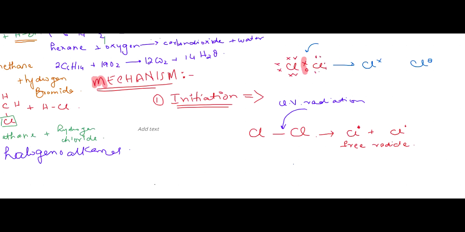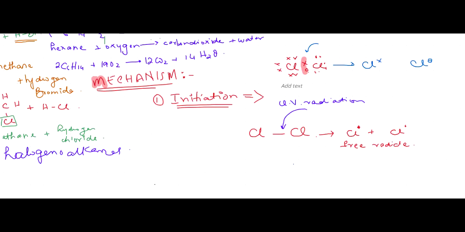Now, when the bond is going to break, each atom will take 1 electron. First they were sharing the electrons, but when the UV radiation comes and breaks the bond, the 2 atoms will separate in such a way that they both keep 1 of the electrons. As a result, they become free radicals. What are free radicals? Free radicals are chemical species that are highly reactive. They're simply chemical compounds that are extremely reactive.